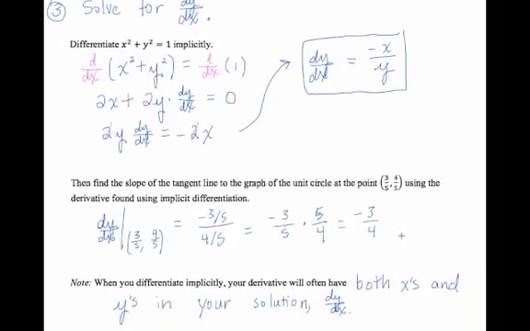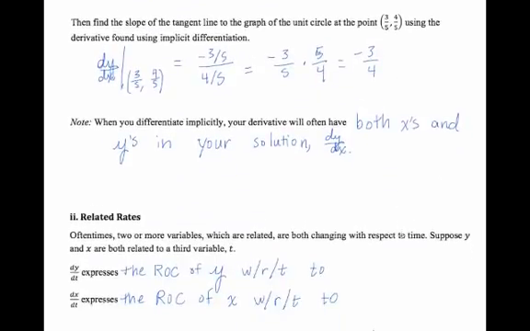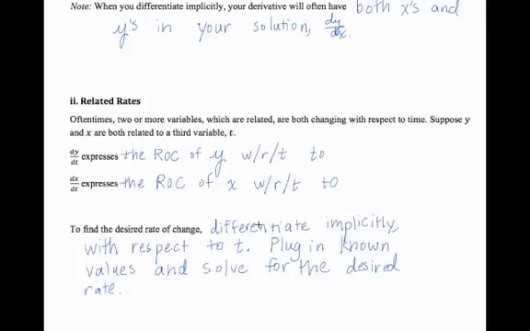Now, implicit differentiation is related to related rates. Sometimes when you have two or more variables which are related, both of those variables change with respect to time. In applied problems, that's quite often. So supposing y and x are both related to a third variable t, dy dt represents the rate of change of y with respect to t. And dx dt expresses the rate of change of x with respect to t.